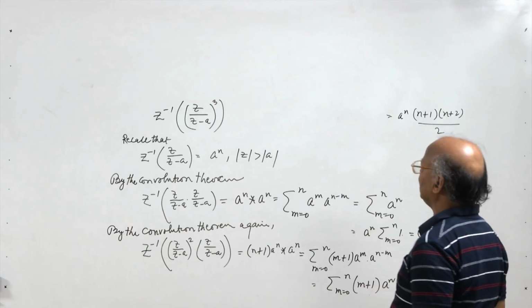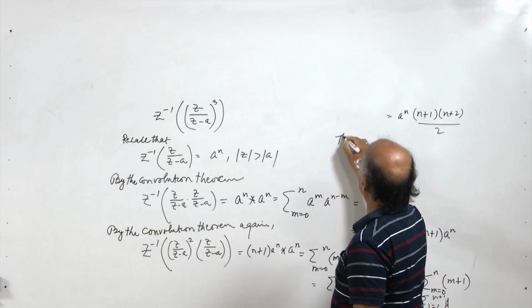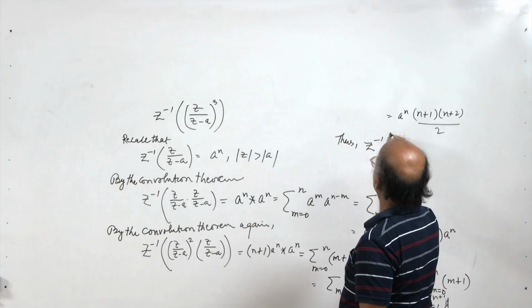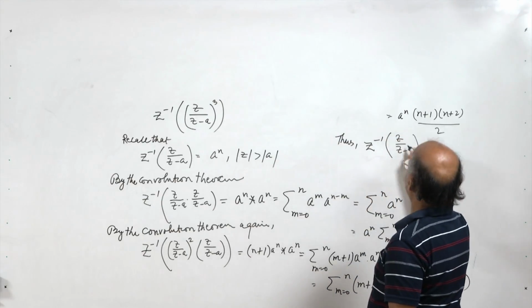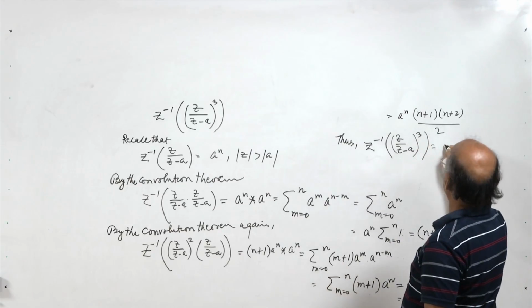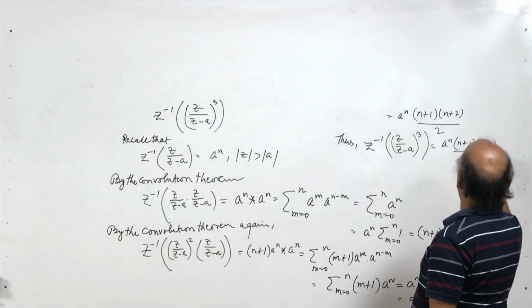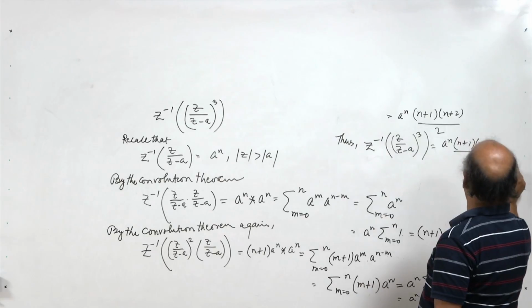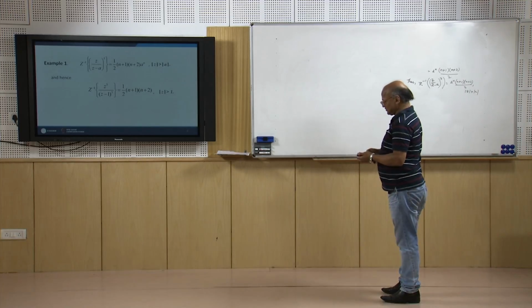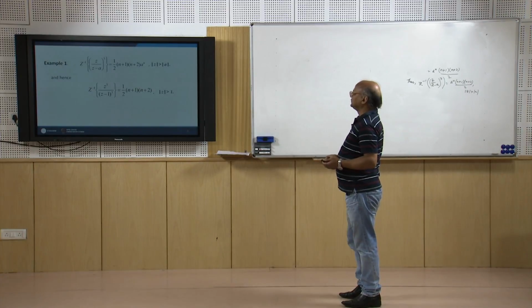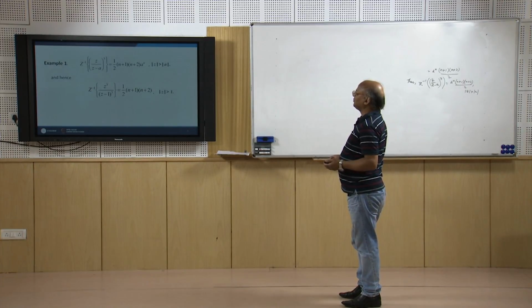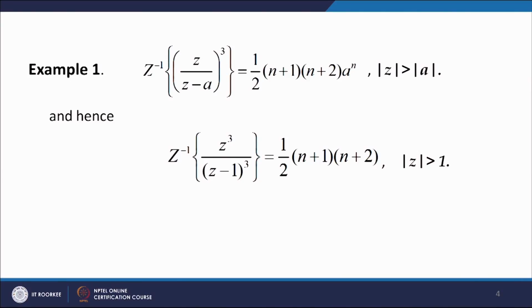So thus the inverse Z transform of z over (z minus a) whole cube is equal to a^n (n+1)(n+2)/2 when mod of z is greater than mod of a. Now in particular, the inverse Z transform of z cube over (z minus 1) whole cube can be obtained by taking a equal to 1 here. So the inverse Z transform of z cube over (z minus 1) whole cube is 1/2 (n+1)(n+2), provided mod of z is greater than 1.